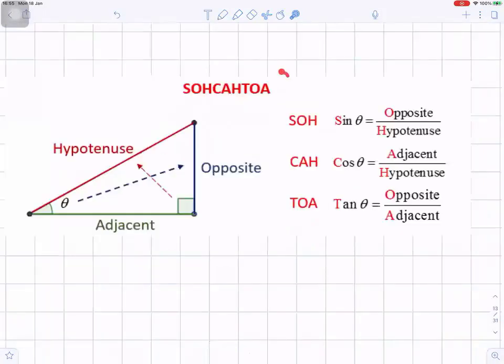We're going to make use of SOHCAHTOA in this question. So it's important to remind yourself of the right angle triangle, the adjacent, opposite, and hypotenuse. SOH is for sine theta, opposite over hypotenuse. CAH is for cos theta, adjacent over hypotenuse, and TOA is for tan theta, opposite over adjacent. So we'll be using it in this question.